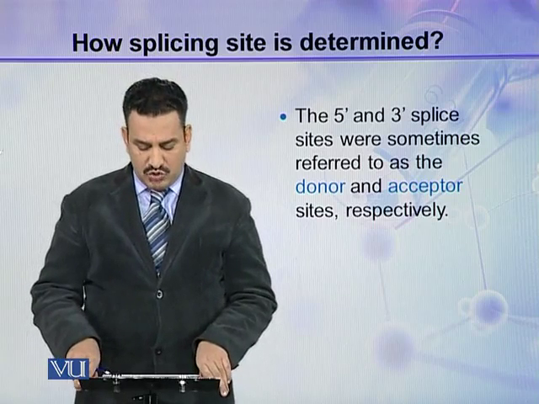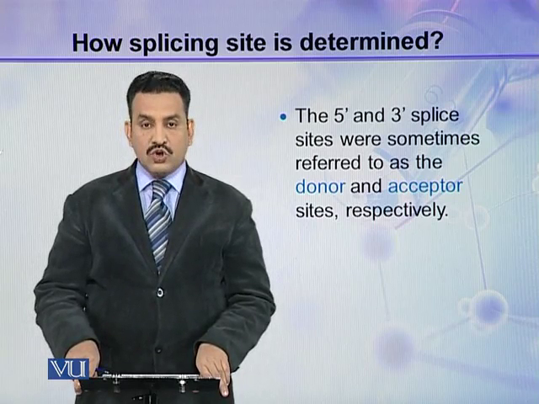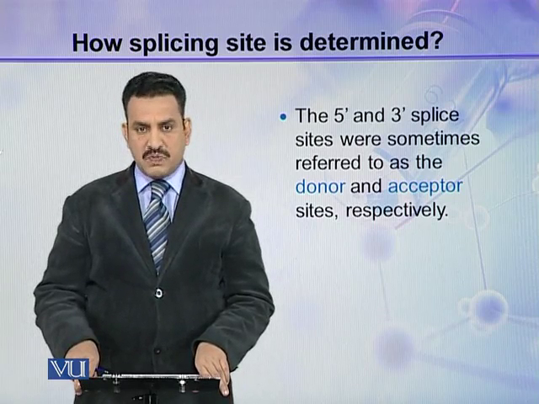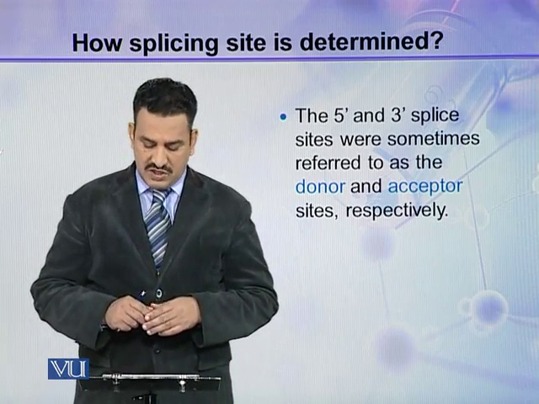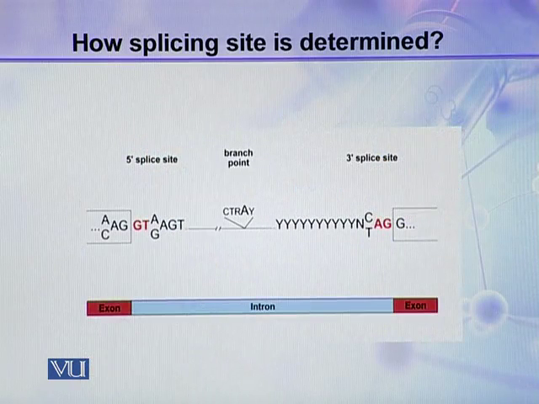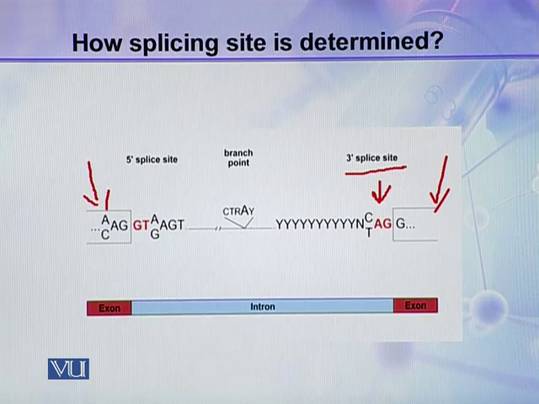The 5' and 3' splice sites were sometimes referred to as the donor and acceptor sites respectively. That is, the 5' site is donor and the 3' site is acceptor. So here you can see in this figure, this is 5' side and this is 3'. And in this DNA, this is 3' splice site. And this sequence marks the 5' splice site.